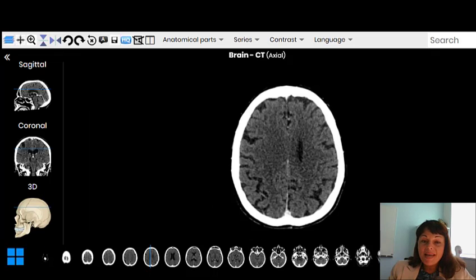Now let's compare the axial CT scans with the axial MRIs. What is the main difference between them? How can we differentiate them? First of all, you need to look at the bone. The bone is absolutely bright, absolutely opaque on the CT images, and it's true not only for the head and neck, it's true for all the other regions of the body. The bones on the CTs are always as bright as they are on X-ray images.